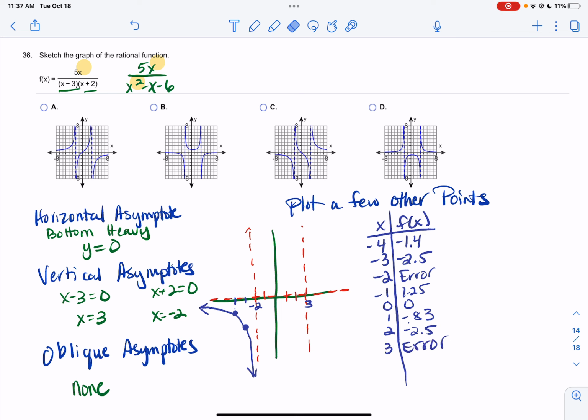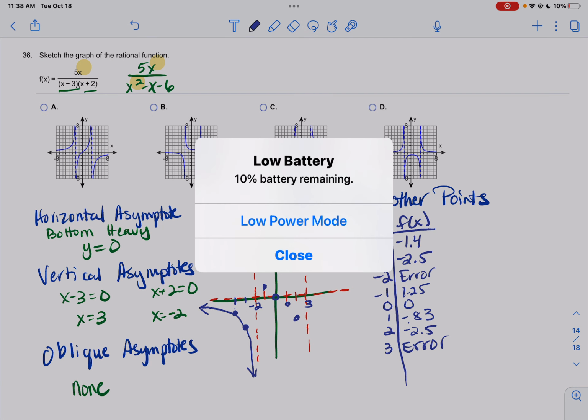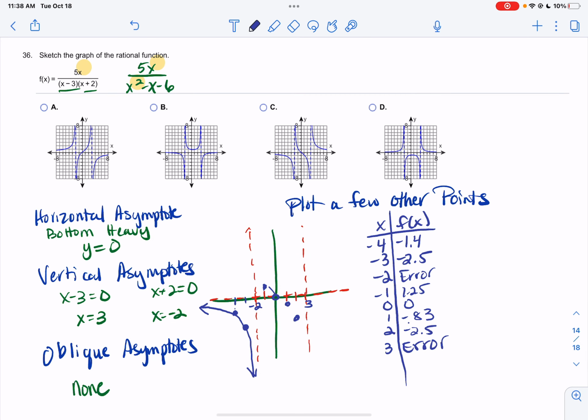So let's look at between those two vertical asymptotes of negative 2 and positive 3. We can plot those points. At negative 1, it's about 1.25. At 0, it goes right through the origin. At 1, it's about negative 0.8. And at 2, it's negative 2.5. So we only have 4 points there, but that hopefully is enough to get a good idea of what the graph looks like. If it's not enough, you can always plot a few more points. So it's going to approach that vertical asymptote, and it's going to approach that vertical asymptote.